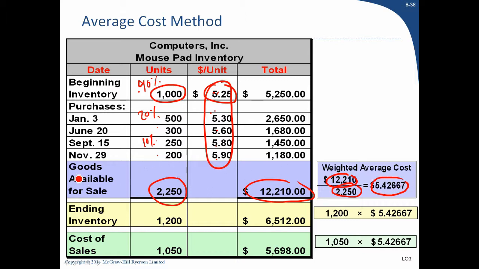On the midterm, you will have to calculate the goods available for sale. It won't be given to you, but you will be given this information here in white. Okay? So now, we know that ending inventory was 1,200 and cost of sales was 1,050 in terms of the units. So we apply the same average cost per unit just to the units in inventory and the units sold.